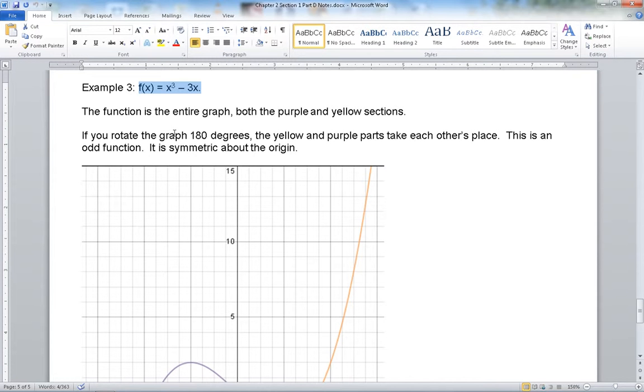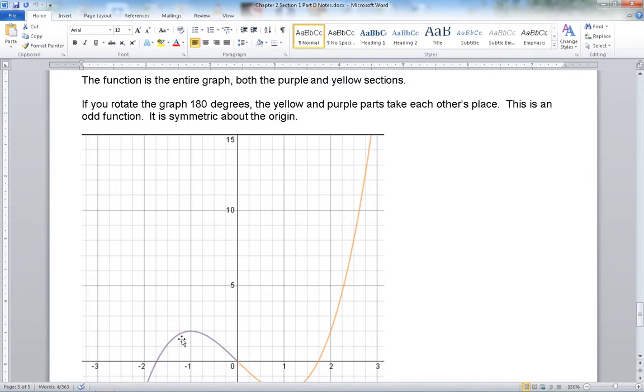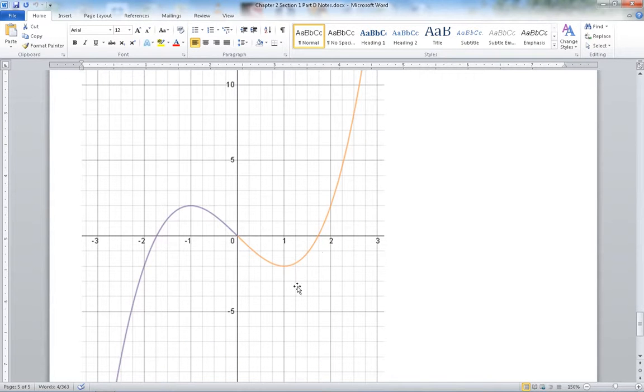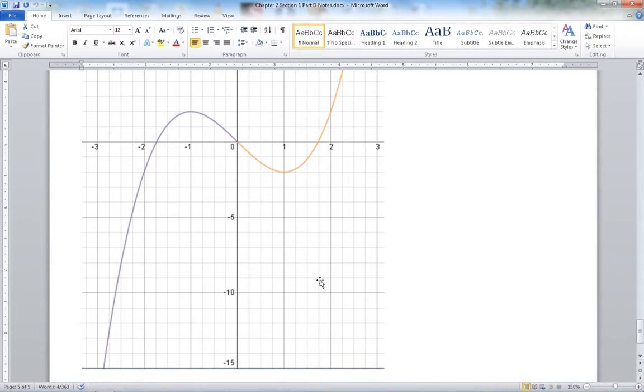So if you rotate a graph 180 degrees, and one part lies on top of the other part, or you don't really have a change in the graph, then we say it's symmetric about the origin. Now that defines what's going to be an odd graph. So if you take this, rotate it 180 degrees, you would get this purple part.